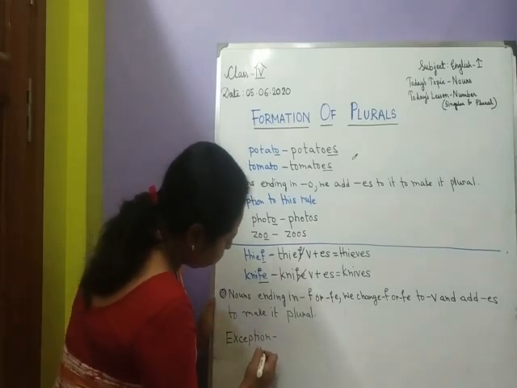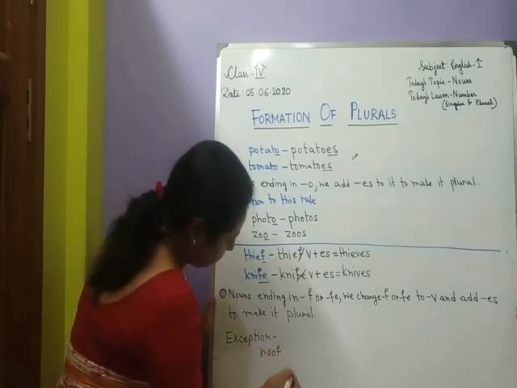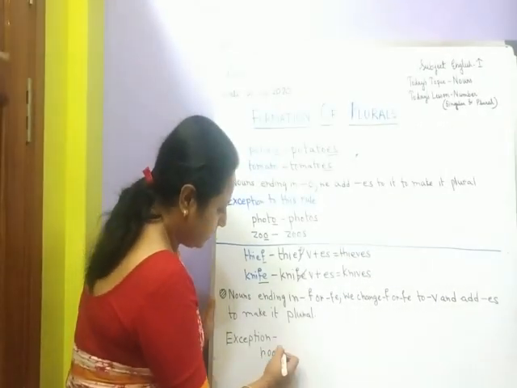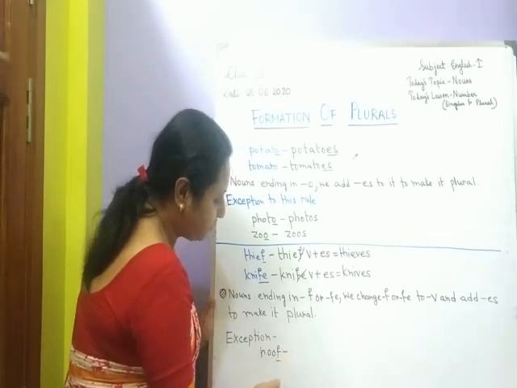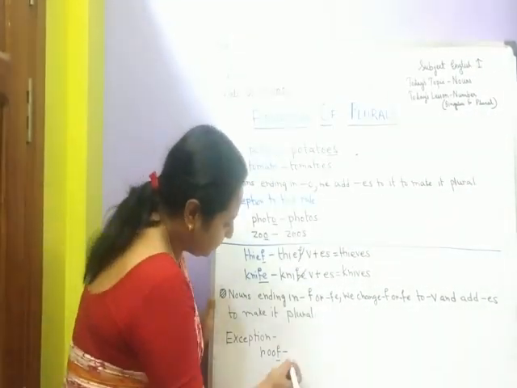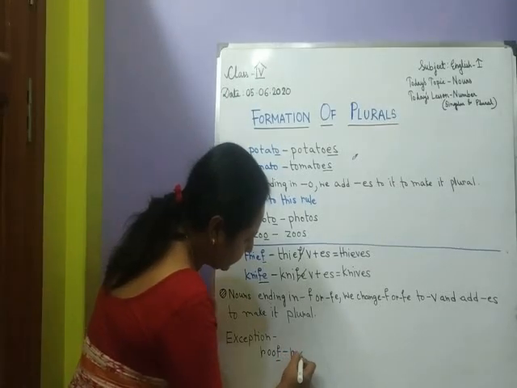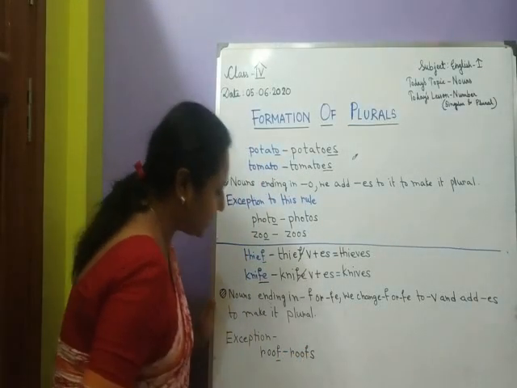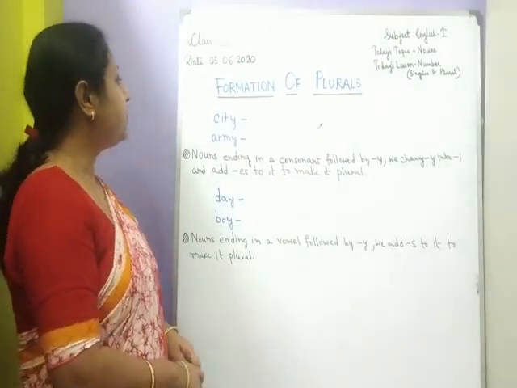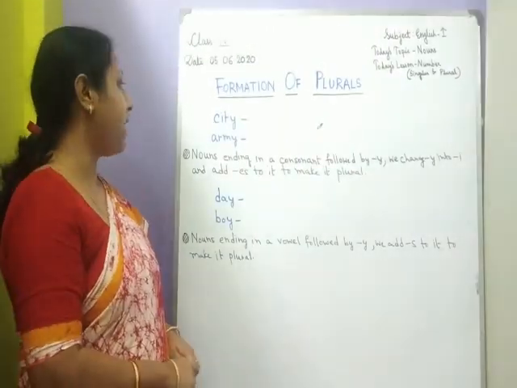The word roof, it is ending with the letter F. Here, we don't have to drop F and write VES. We have to only add S to it to make it plural. Roof, roofs.